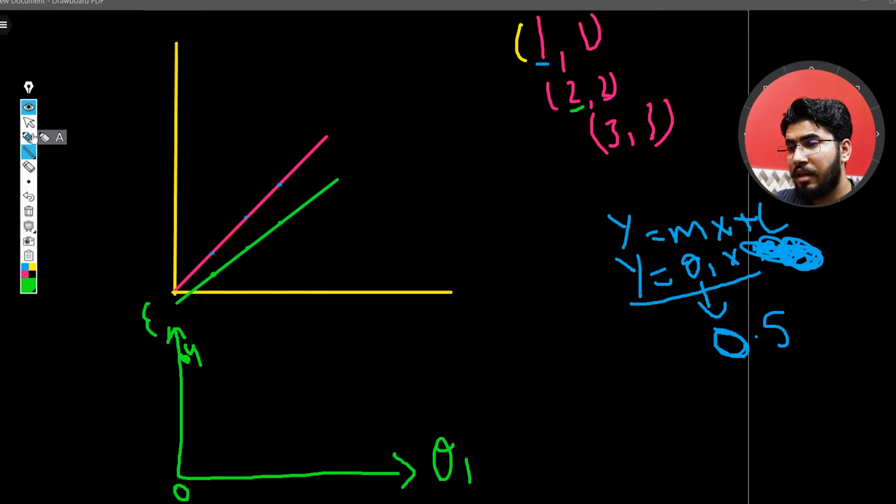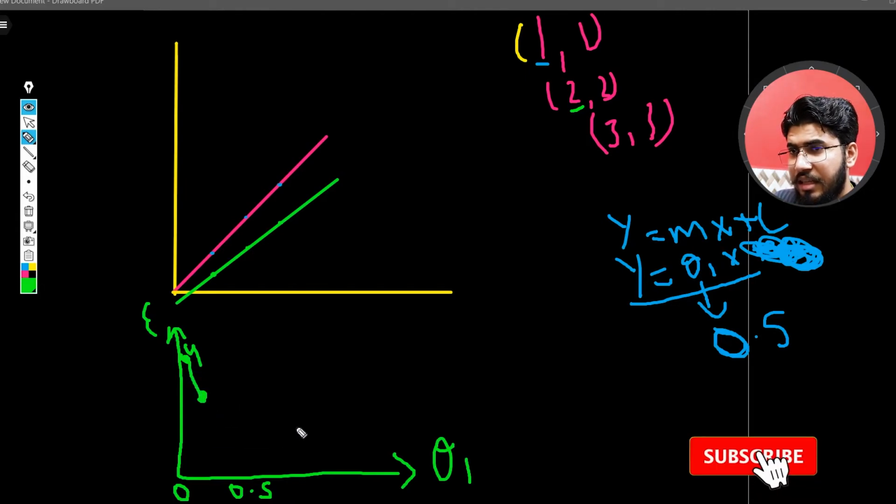Now if you will see, we have increased our theta by 0.5, and if you will calculate the error here, then that error will be decreased. I am sure you can calculate it by yourself, but that error can be decreased. So you can see that we have this line.